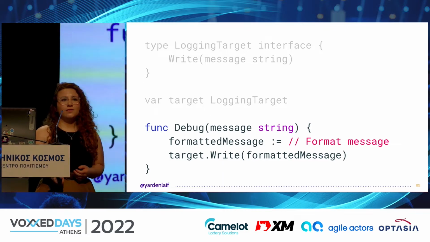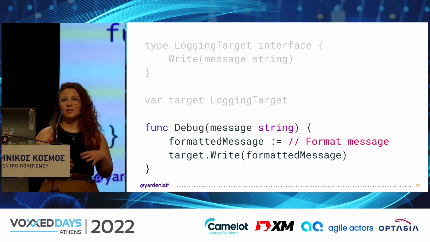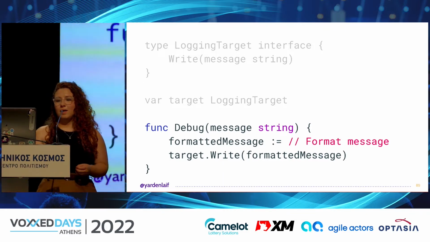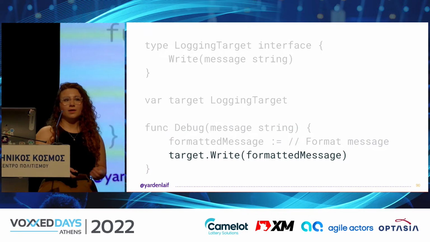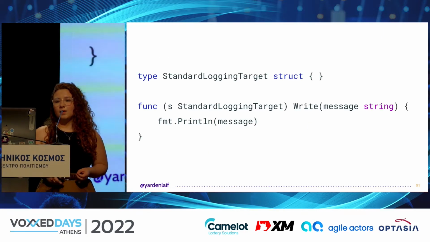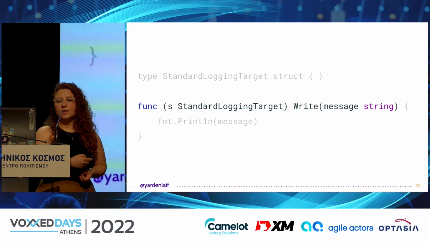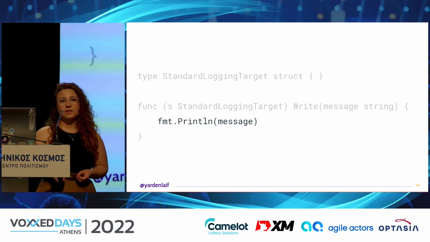Now I can create a debug function. Again, it's not part of a struct. It's not inside anything. And just call the write method on my target. Now I can create a standard logging target and implement that write method, print to stdout.